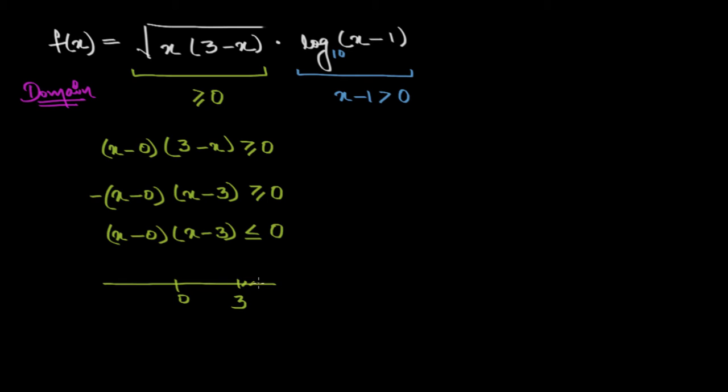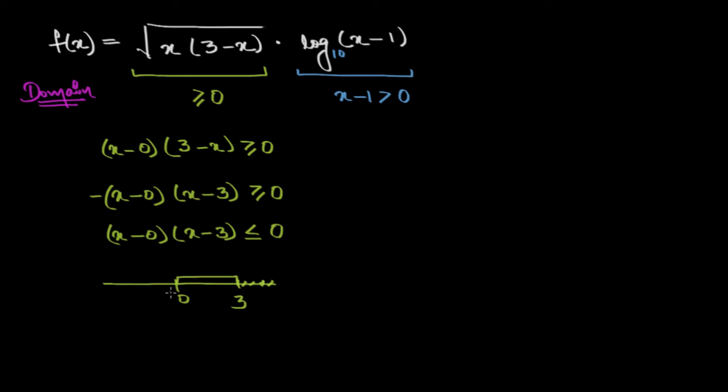So this is gone. Let's consider the values between 0 and 3. Let's take for example 2. So 2 minus 0 is 2, 2 minus 3 is negative 1. So positive times negative will give me negative, which is what I require. So I'll consider values between 0 and 3.